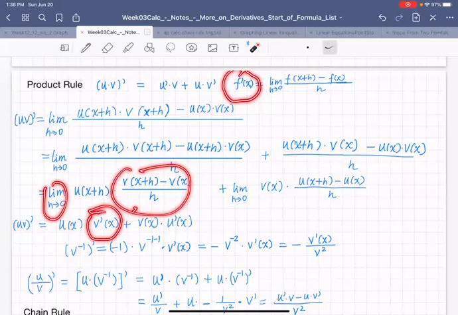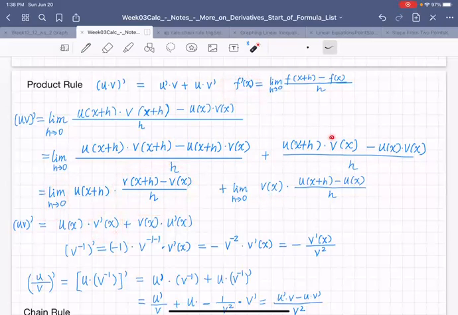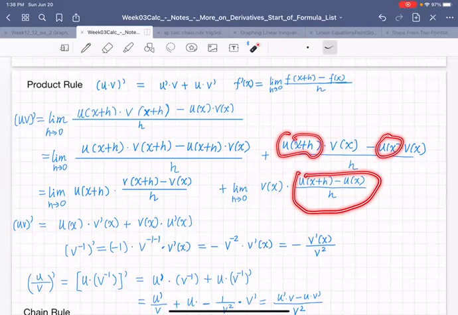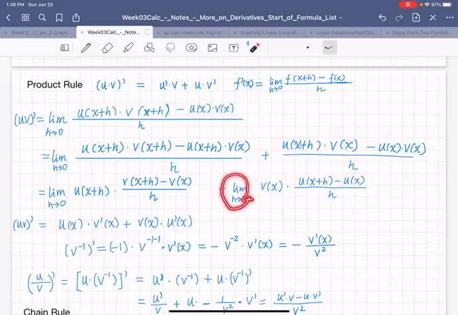Correct. Now look at this. You have v of x in common. So you take the v of x out, and then you do u of x plus h minus u of x divided by h, correct? Yeah. Okay. Now, when h approaches 0, who is this guy? U prime x. Okay. So this is u of x times v prime x plus v of x times u prime x. This is called the product rule.